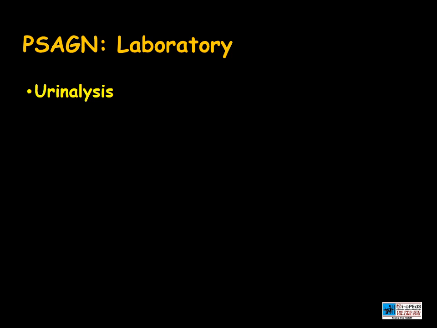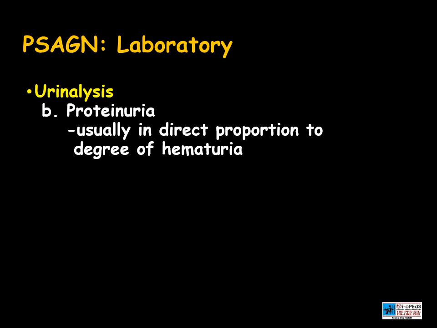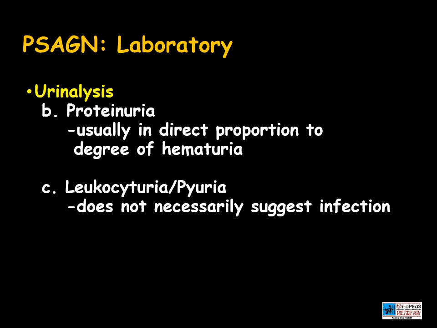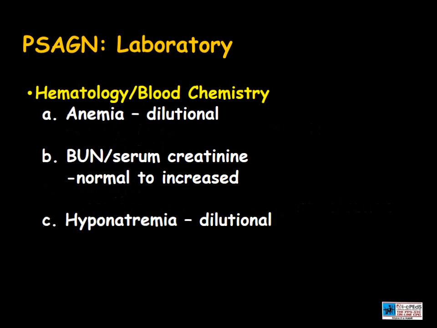Urinalysis may also reveal proteinuria, which is usually in direct proportion to the degree of hematuria. Leukocyturia and/or pyuria may also be seen, but it does not necessarily suggest infection. As previously mentioned, anemia is dilutional in nature. The renal function test may be normal to increased, and there may be associated dilutional hyponatremia.